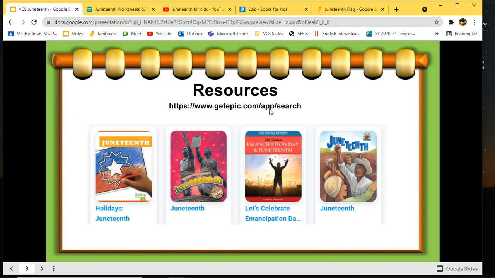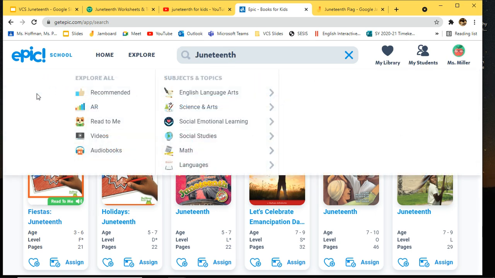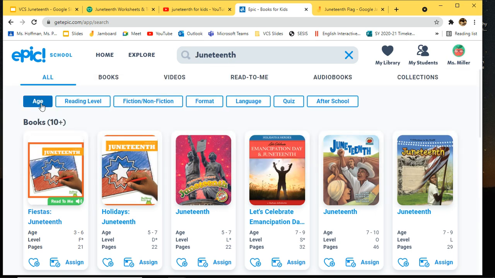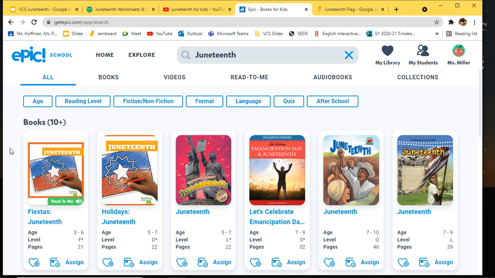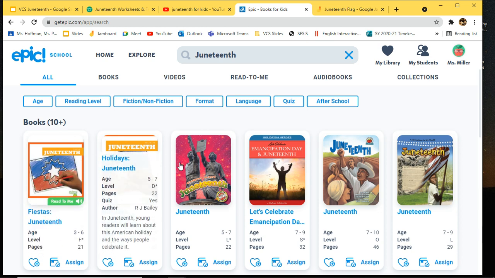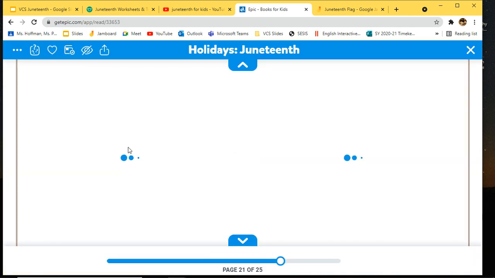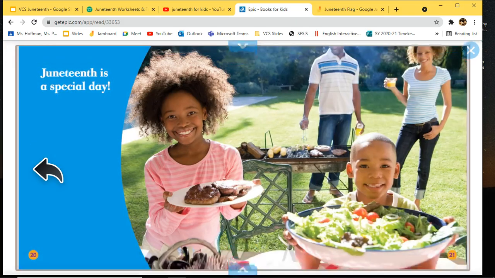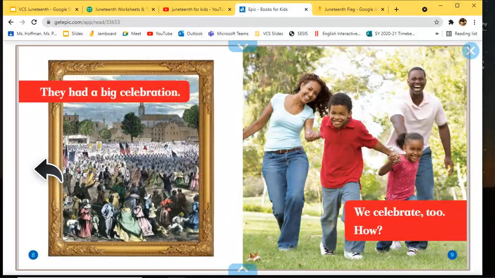GetEpic.com also has Juneteenth read alouds. So I've gone to GetEpic.com, search for Juneteenth. You can search by age, reading level, fiction, nonfiction, format, and language. And here they have Fiestas, Juneteenth, which is a Spanish book. They have it in English, as well as a host of others. So I actually read this story with my students and it goes over the process of how people celebrate Juneteenth.